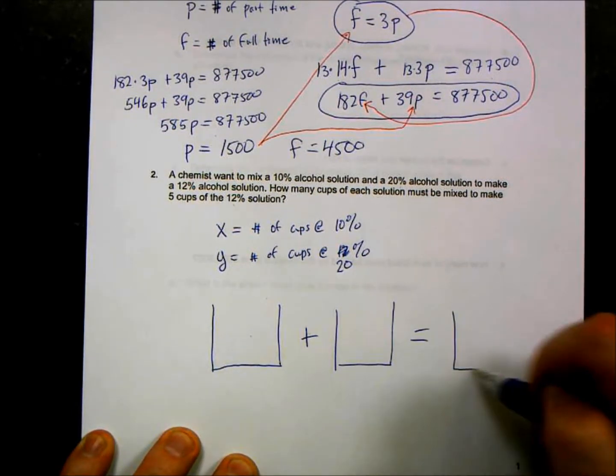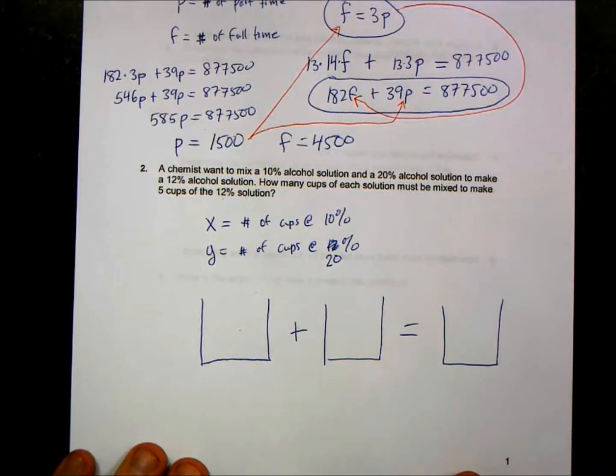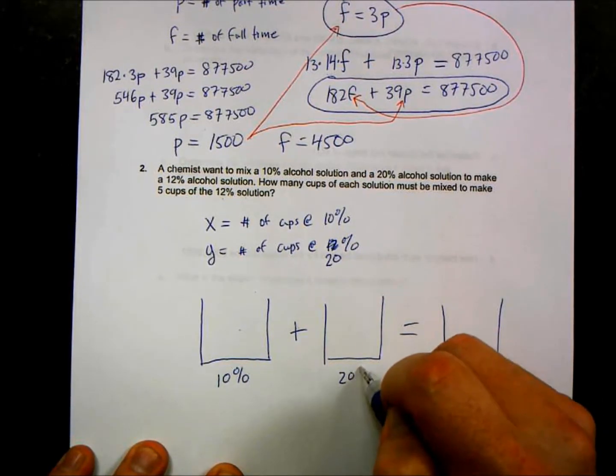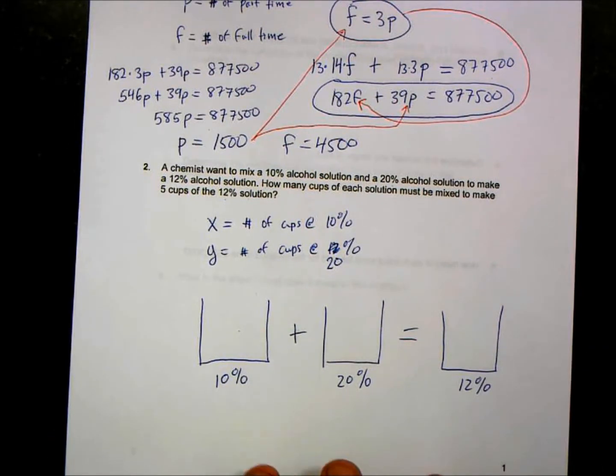All right, what I like to do for these problems is I like to draw myself a little picture. So I'm starting with a 10% solution, and I'm dumping into that a 20% solution. And when I get all done, I got to have a 12% solution.